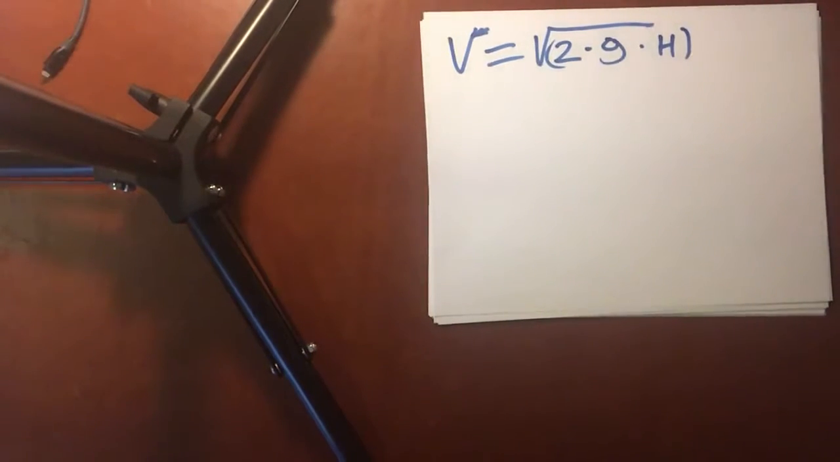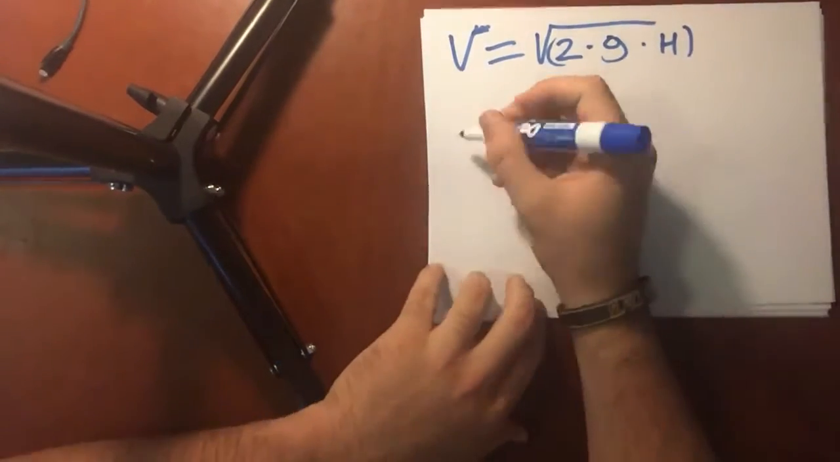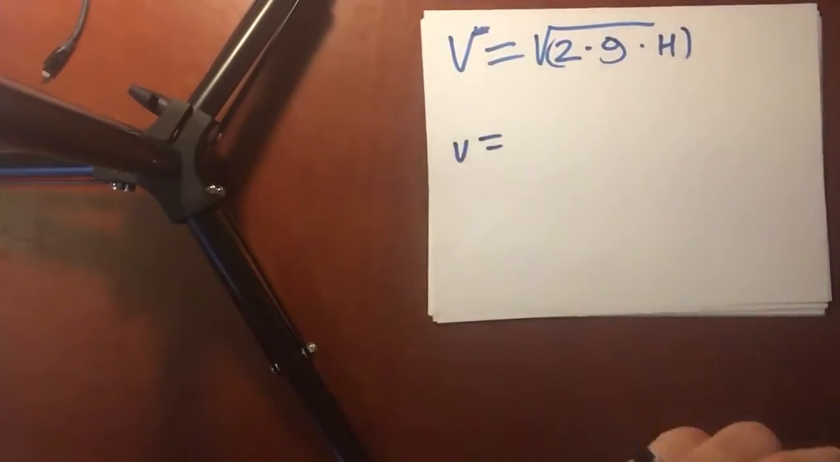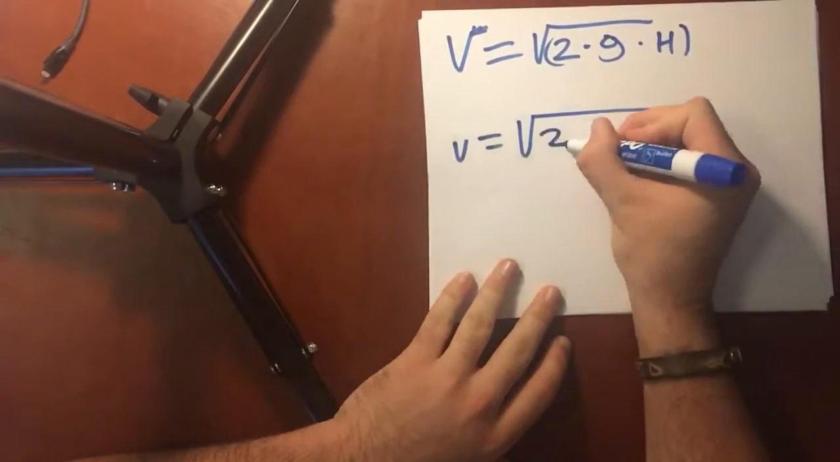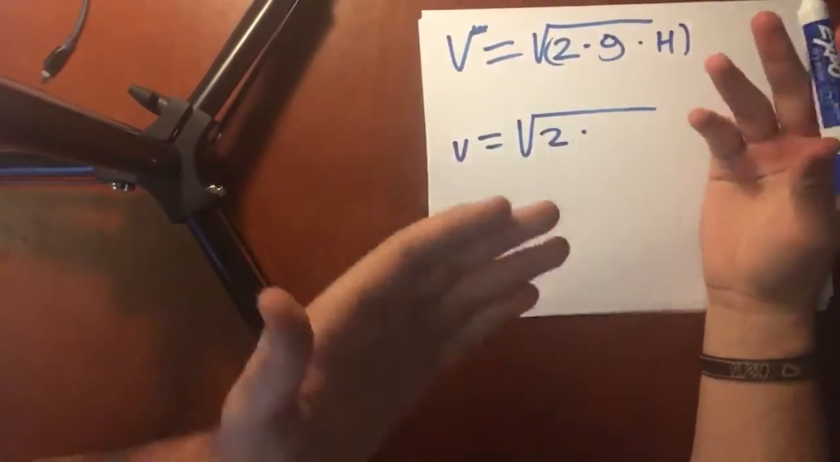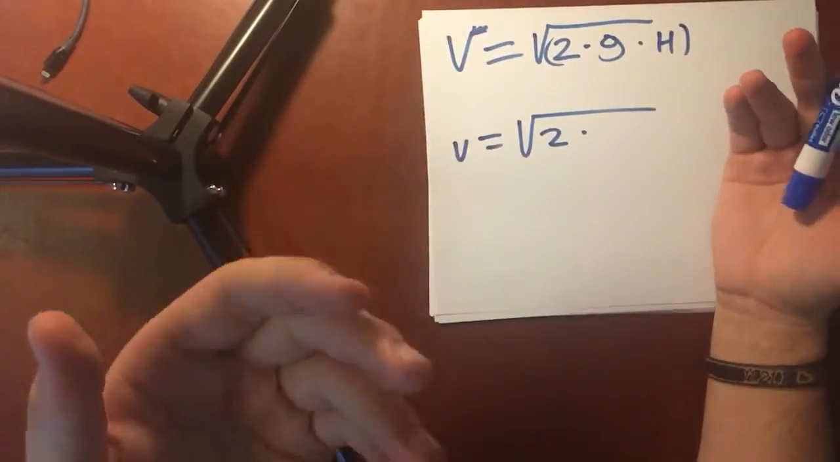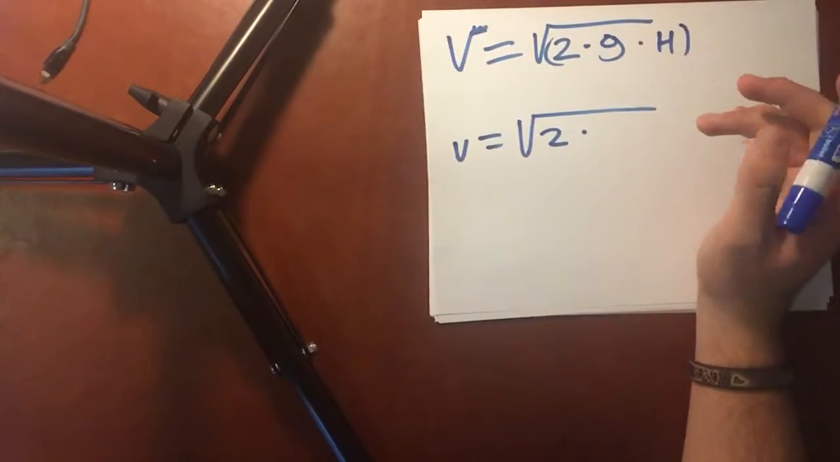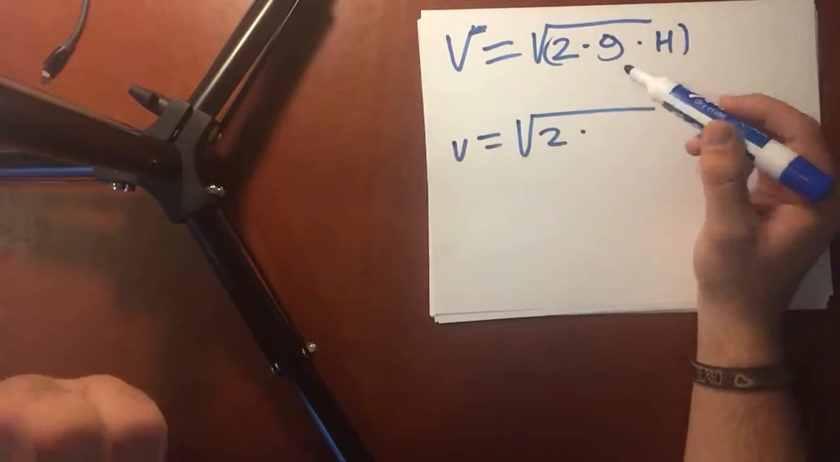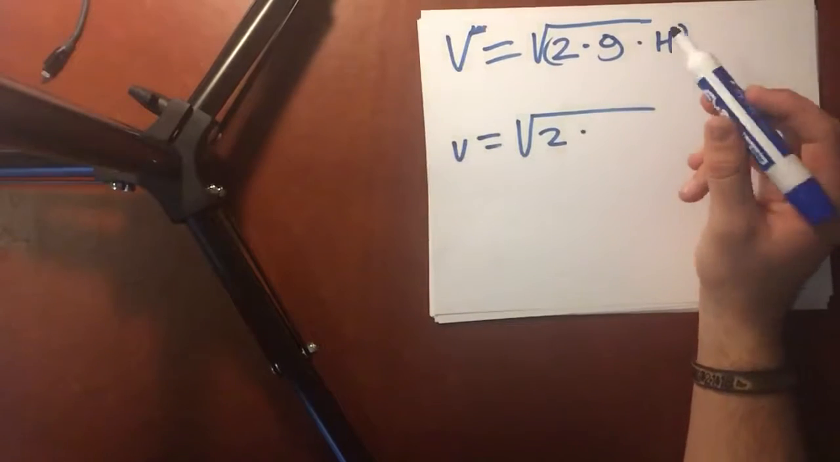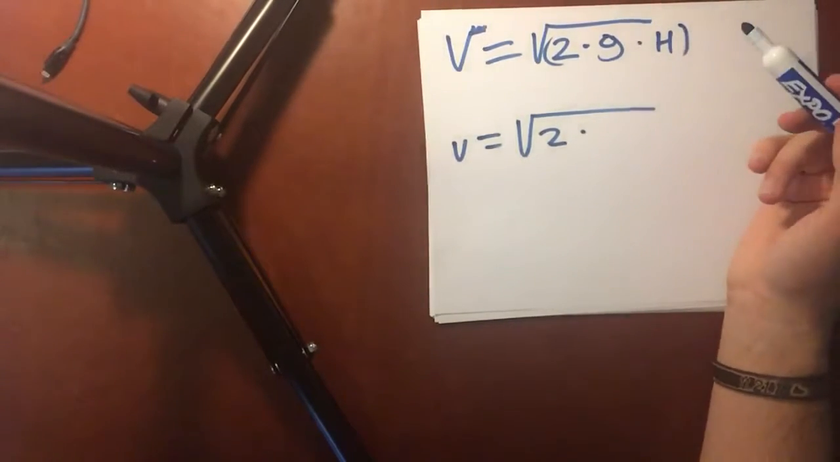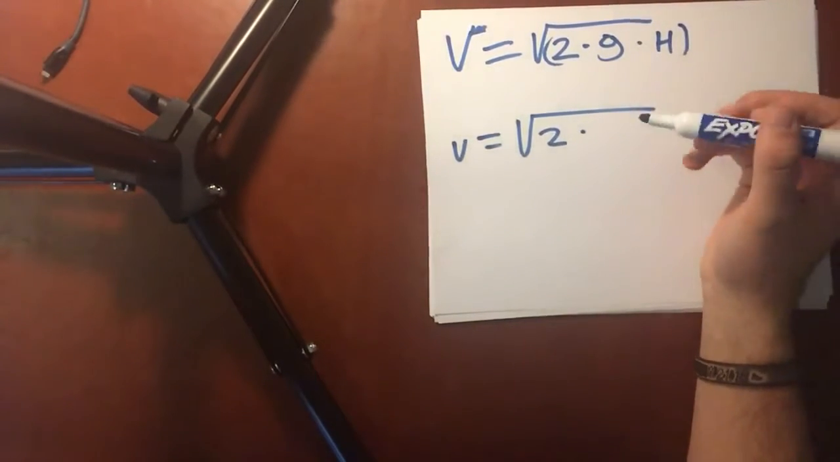So let's plug in some numbers and let's see what we get out of this equation. So we can have V is equal to the square root of 2 times, and pretty much the only thing in this equation that really would change is H, because 2 is obviously not going to change. G is a constant, and H is only thing is how high it's going to be.